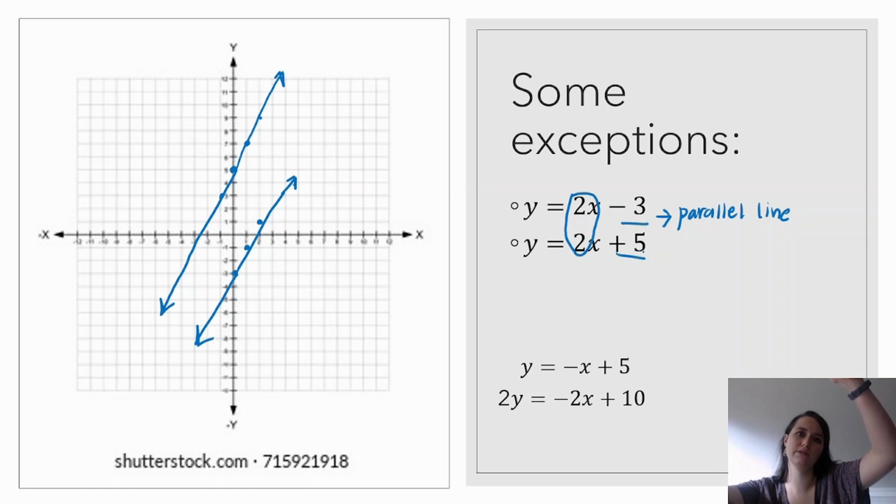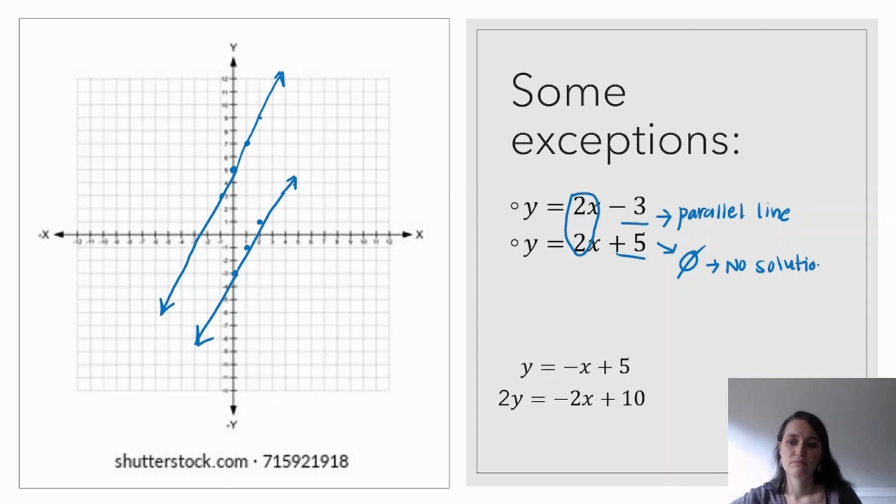They're just going to go in space forever. So that means my system of equations here has no solutions. Remember, that's an empty set, so that's going to be no solution. That's because my slopes are the same. They can't intersect. It's impossible. They're never going to. Okay? So that's one of your exceptions.